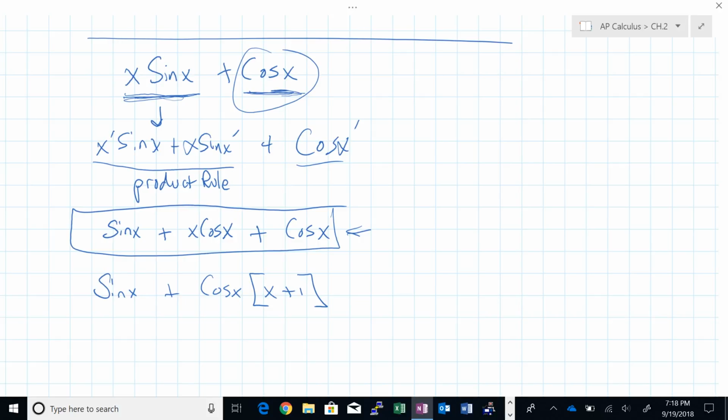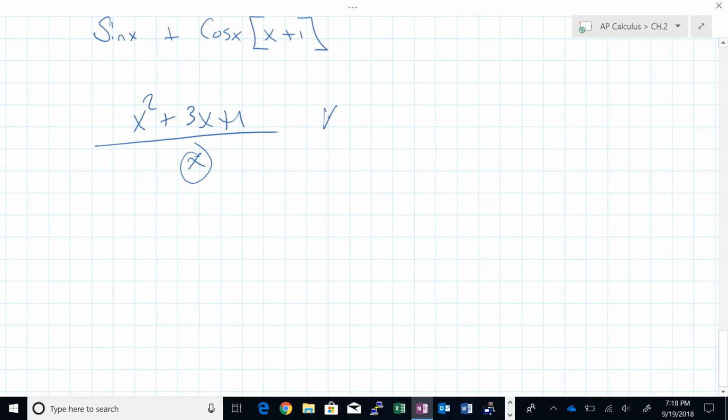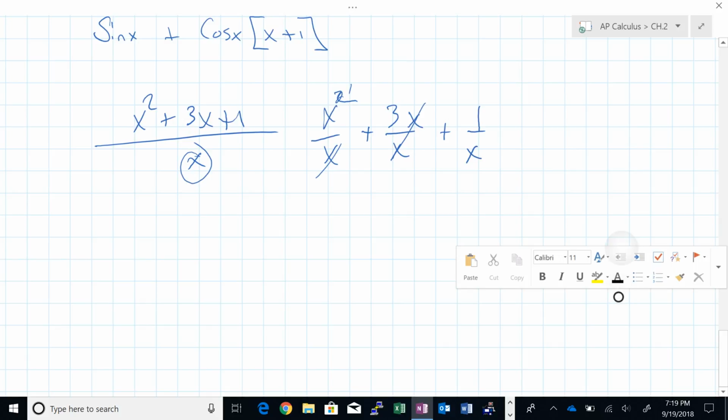And always try to rewrite first. If you've got (x squared plus 3x plus 1) all over x, don't do the quotient rule. Clean it up first. This is a common denominator, so it'd be x squared over x plus 3x over x plus 1 over x. So that cancels, and I'm just left with x to the 1. That cancels, and this is just x to the negative 1. So I've not even differentiated yet.